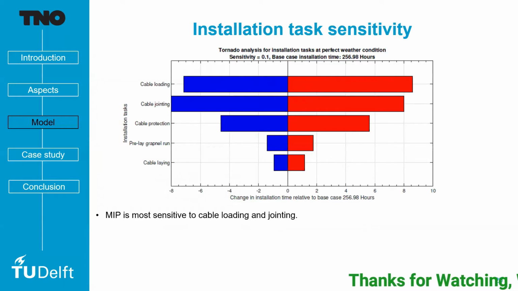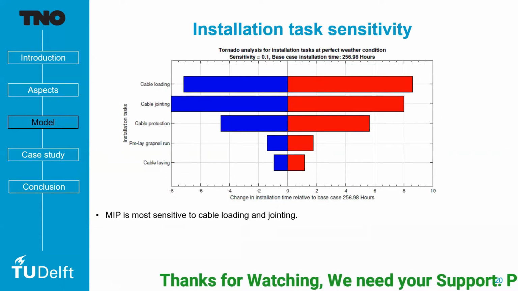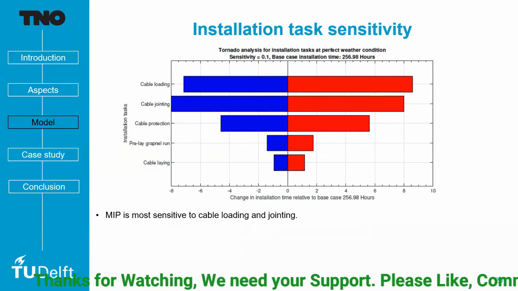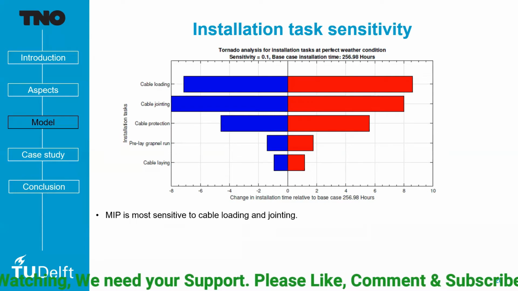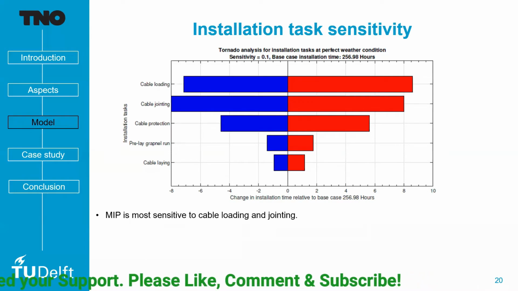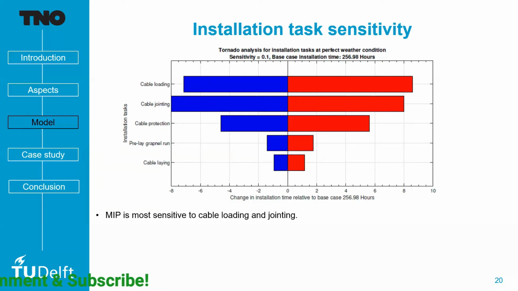So when you take into account installation task sensitivity, you identify that the MIP is most sensitive. So the MIP is what? The marine installation program. The marine installation program is most sensitive to cable loading and jointing. So cable loading takes a significant amount of time. So a small change in cable loading can produce a drastic impact on the time required to complete the task. Cable laying does not have much of an impact, and cable jointing does as well, because jointing is very dangerous work that is done offshore.